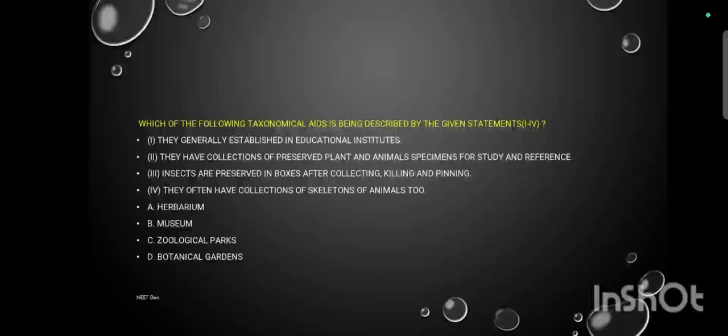Question: which of the following taxonomical aids is being described by the given statements from 1 to 4? Statement 1.